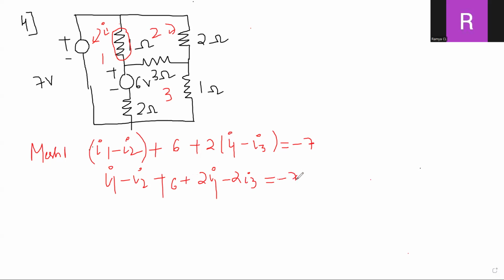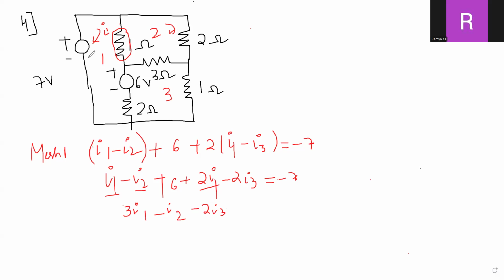Okay, children. So what will you be getting? 2I1 and this I1 adding together, so you will be getting 3I1. 3I1 minus I2 minus 2I3 equals minus 13.